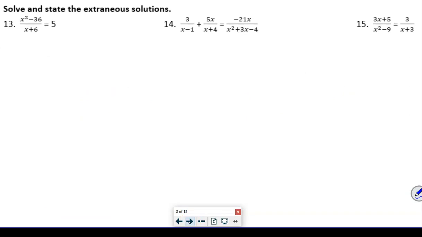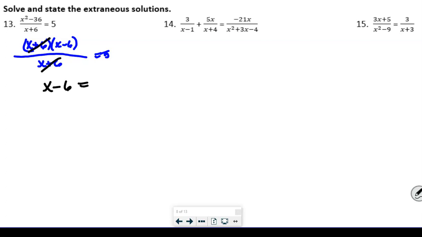All right, this next one says solve and state extraneous solutions, right? Okay, so the first thing we're always going to do, remember, first steps here: factor and then cancel anything you can. So we've got x plus 6 up here and x minus 6, because we're going to factor it, over our x plus 6 equals 5. So here again, we've got an x plus 6 and x plus 6, so we're just left with x minus 6 equals 5. We're going to add that 6 to both sides.